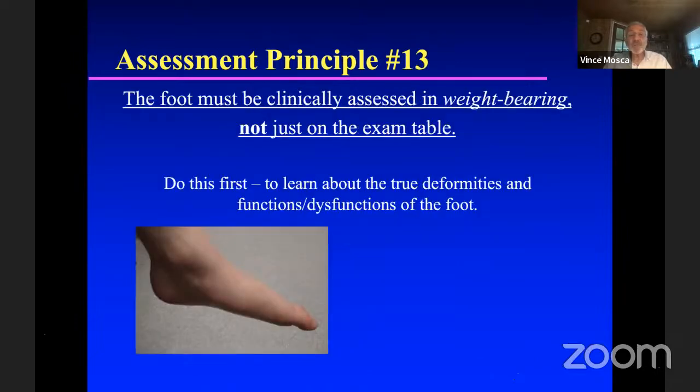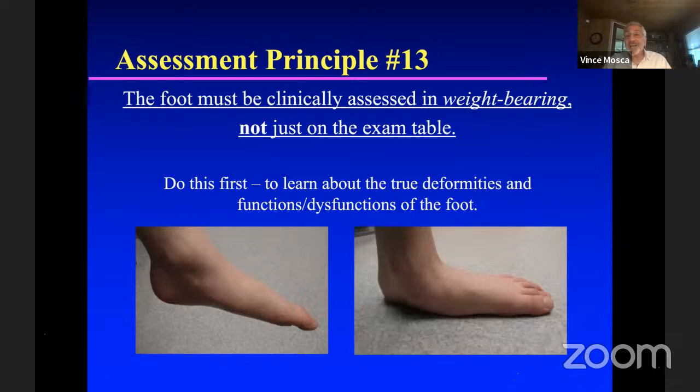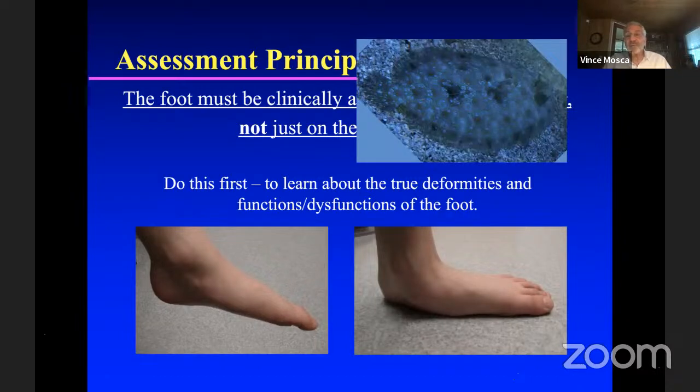When evaluating the foot, not just on the exam table, the child has to stand up. This foot that's hanging off the edge of the exam table looks like it's a flat foot, right? And then when the child stands up, it is really flat. I mean, it reminds me of a flat fish on the bottom of the ocean with two eyes on one side. This is a real flat foot.